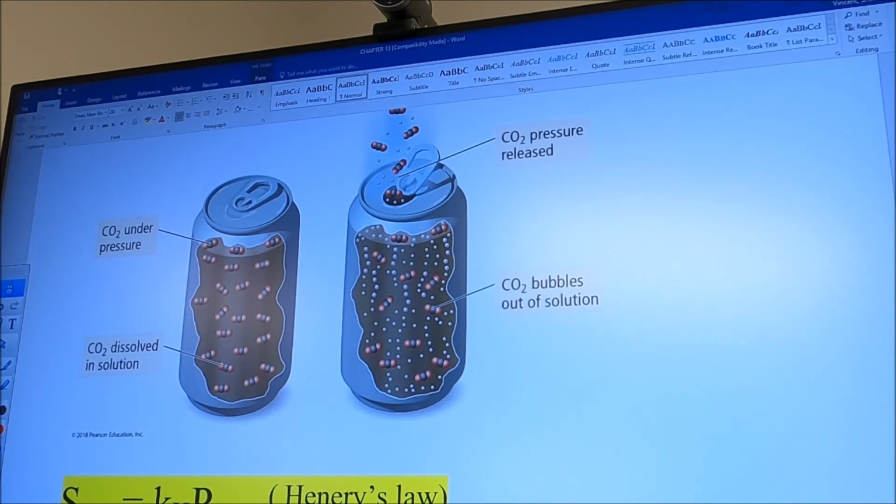When we pop the top, number one, we reduce the total pressure over the surface of the liquid, and number two, we reduce the partial pressure of carbon dioxide over the surface of the liquid. And the liquid in here then forms bubbles and fizzes. I like my fizzy soda, but it's due to the carbon dioxide coming out of solution.